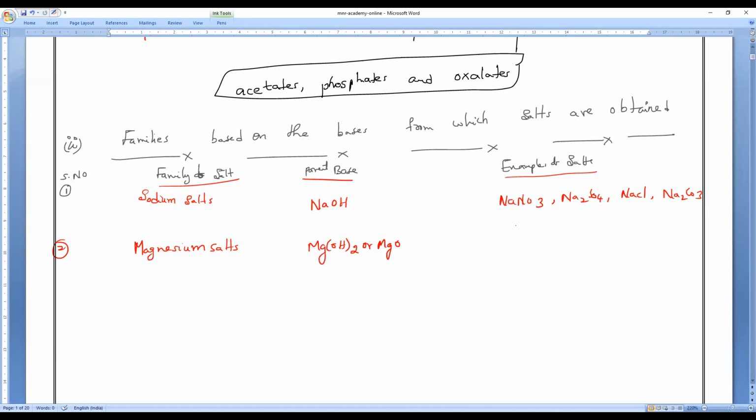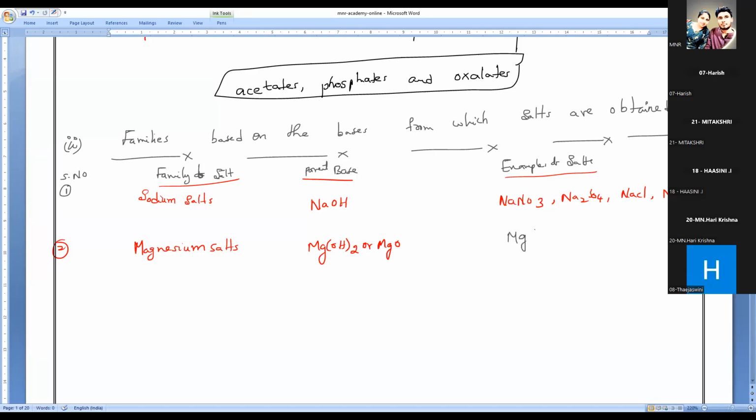First one, magnesium sulfate, MgSO4. Next, magnesium carbonate. MgCl2. Next, magnesium carbonate. Only three we have written. Am I correct, Harish? Yes. That's all. Do it fast. Others, everybody finish it fast.